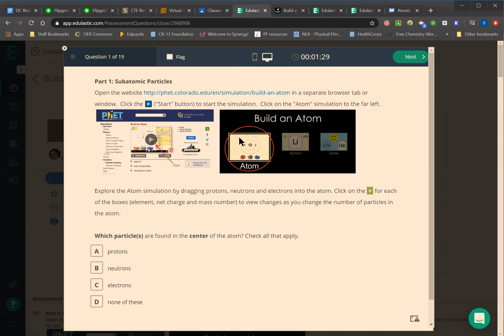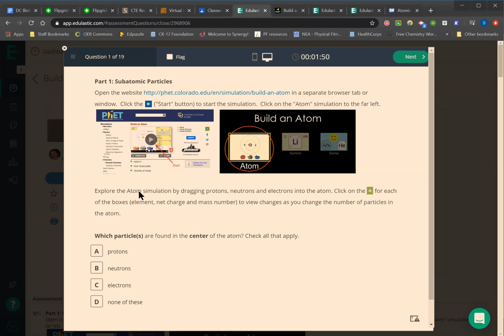And we're showing you right here, because you can do the symbol and the game, but you can also come back and go to this website. You don't have to click through Edulastic to get here. Once you have the site open, you can do whatever you'd like, really. But for this assessment, I want you to click on Atom.